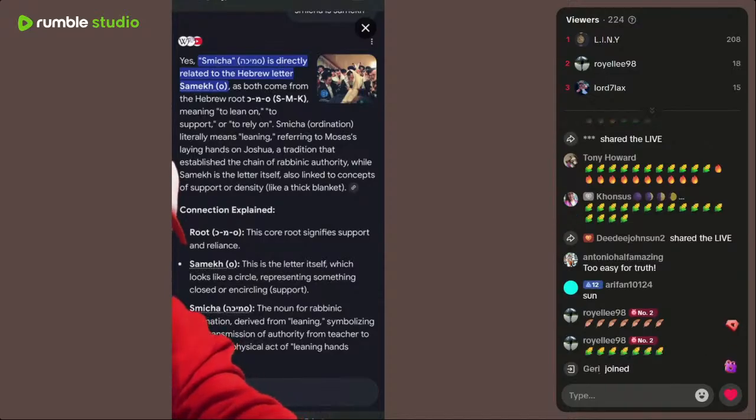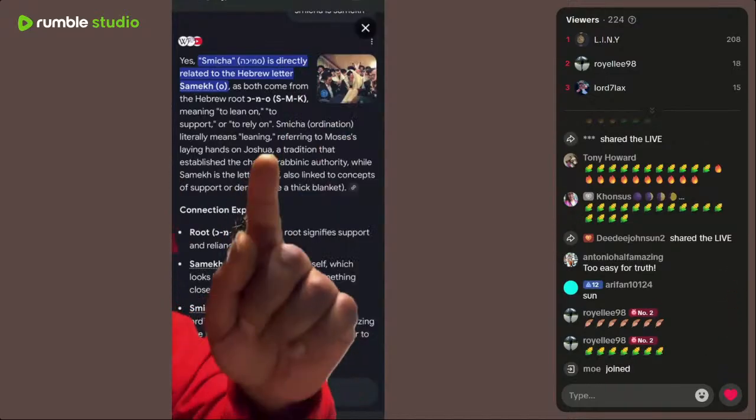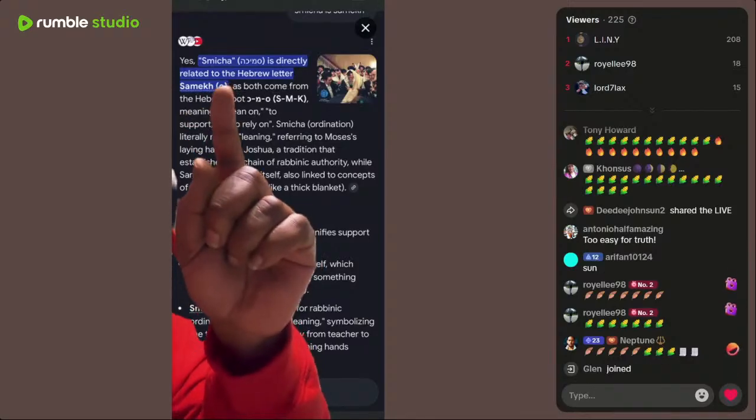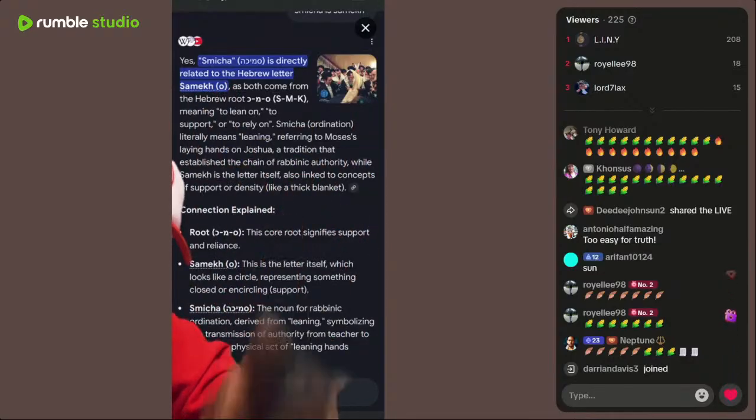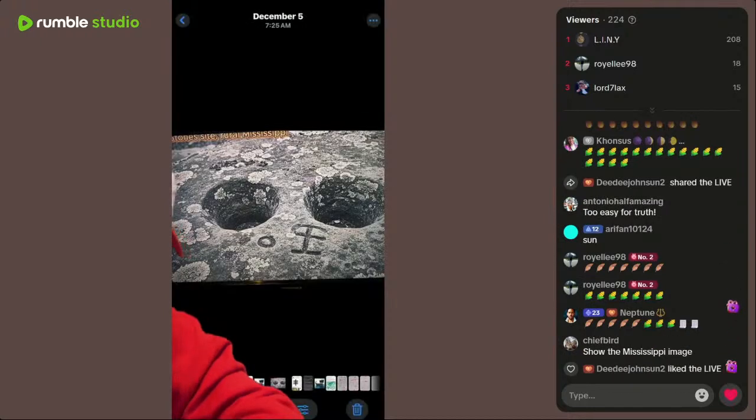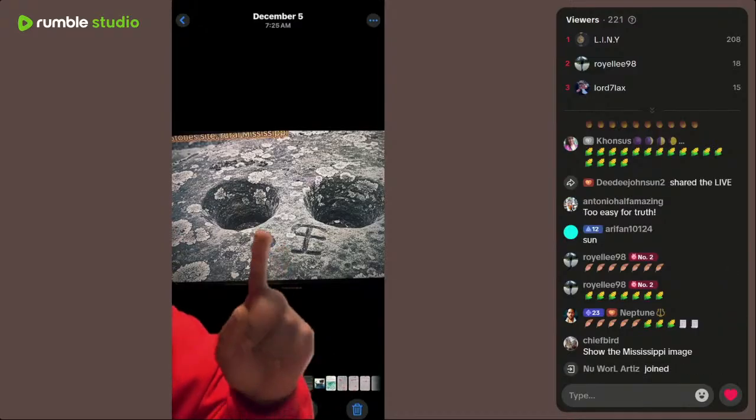Let's go back to Mississippi. You see the symbol? See the zero? Then you got the 3-line pillar, right here in the Mississippi. Same stuff.